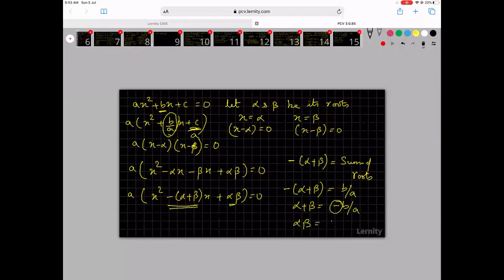Product of roots is equal to c by a. There is no negative sign. This is also plus. When I compare, I am perfect. So this is one thing that you all will have to understand. Alpha plus beta, sum of roots, is equal to minus b by a, and product of roots is equal to c by a.